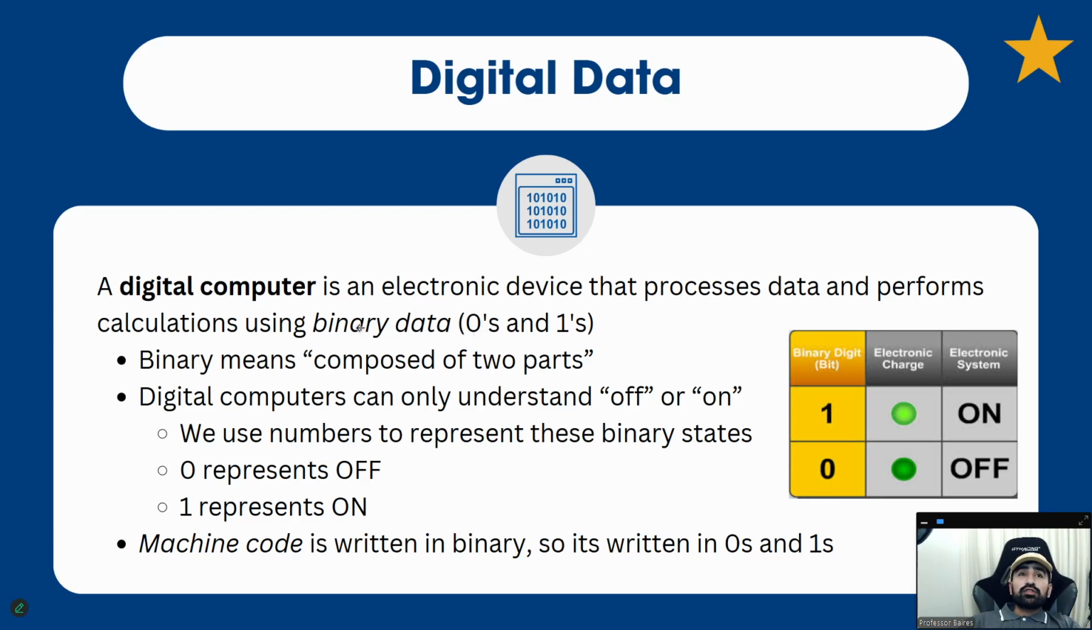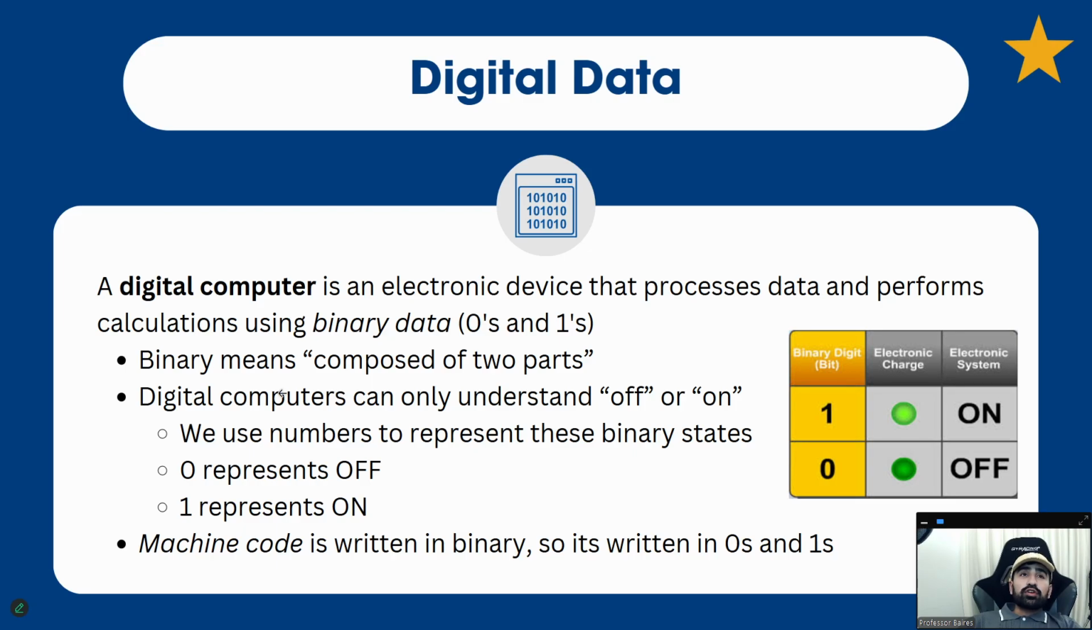Why are they working with zeros and ones? As you can see in this little icon right here, the 101010. That is the language of computers. So first, let's talk about what binary data is. Binary means composed of two parts. For example, bicycle means two wheels. Bipedal means an organism that walks on two legs. Well, binary just means two parts.